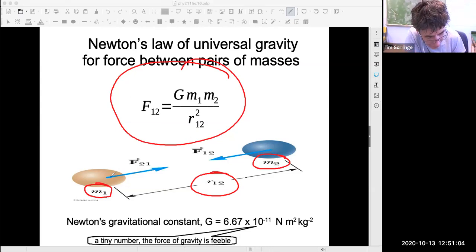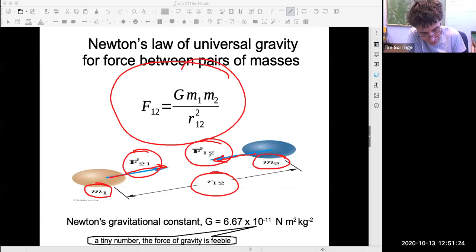And that interaction creates an attraction on the left-hand mass. It's attracted to the right-hand mass. It creates an attraction on the right-hand mass. It's attracted to the left-hand mass. And those attractions are those forces here.